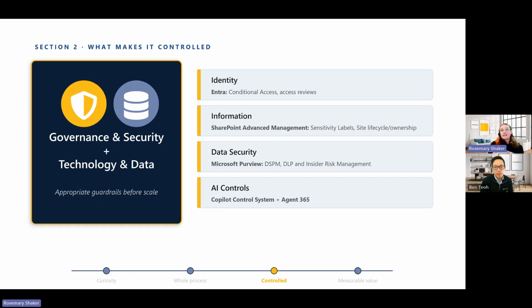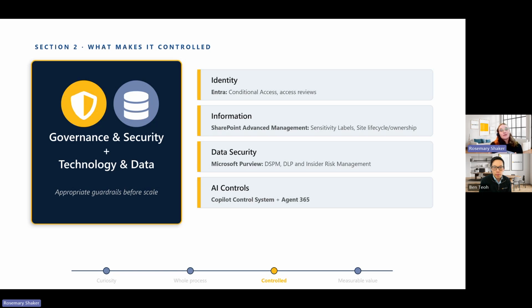The next area that controls our AI is, as we talked about, our governance, security, the technology, and the data. So it sets the guardrails before we scale, to make sure that everyone is confident in being able to utilize the tools, that the business is comfortable with it, that the risk component is taken away.